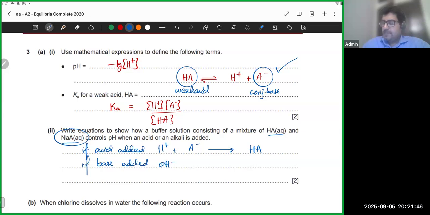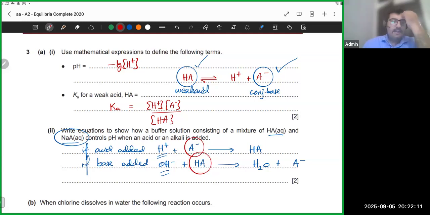If base is added, who's going to neutralize it? If you add a base, the weak acid is going to neutralize it. That is the one that's going to release the H+ ions, turn it into water, and you're left with A-. So your H+ and your OH- ions are both getting neutralized by the buffer that is formed by these two ions. Okay, is this clear?